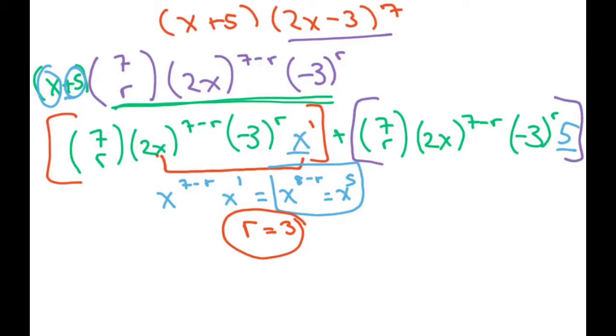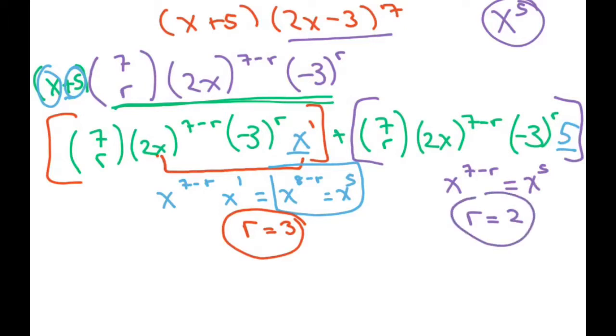Now for the second part, I'm going to do the same thing. We want this, all we have is one x here. So we're going to take x to the 7 minus r equals x to the fifth, because remember, we're looking for the coefficient of x to the fifth. So in this case, my r equals 2 for this part here. All right? Then you merely just plug everything in.